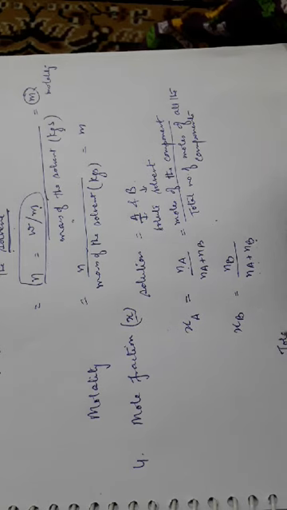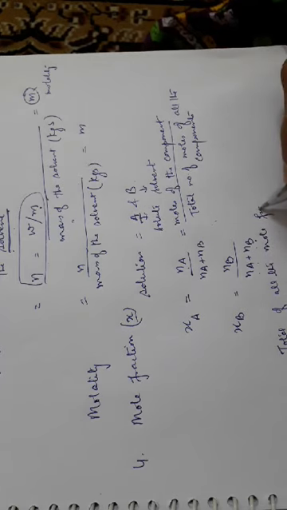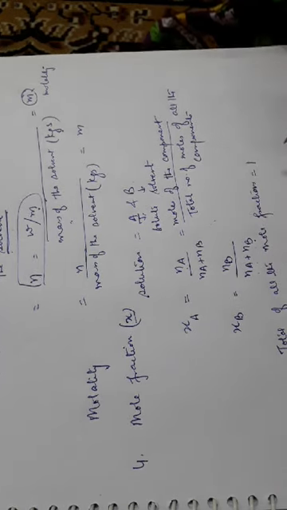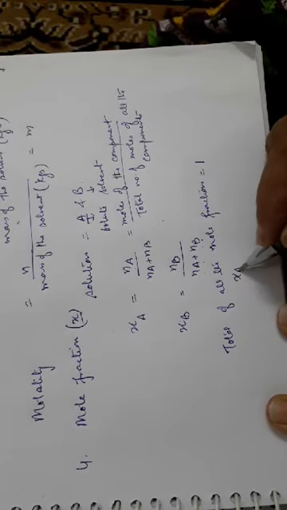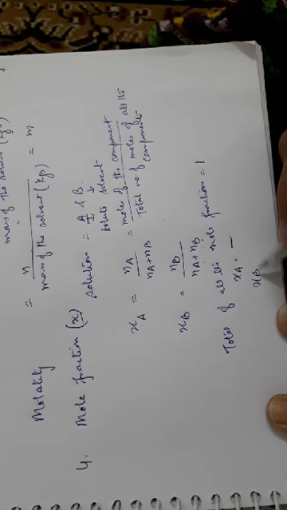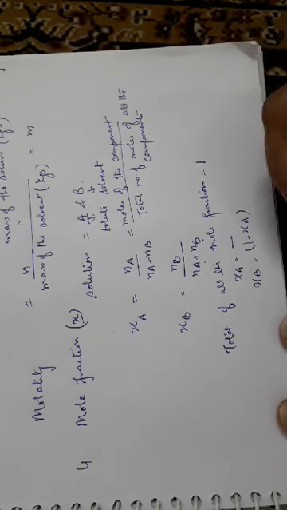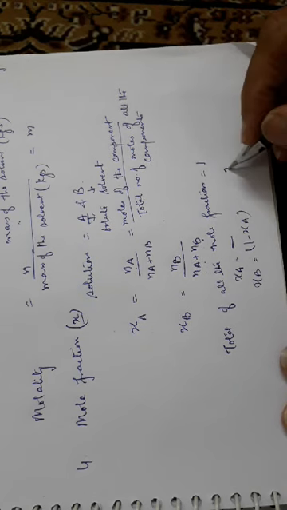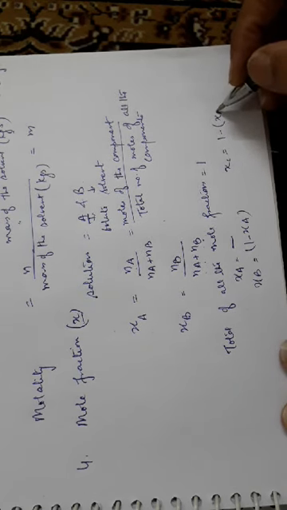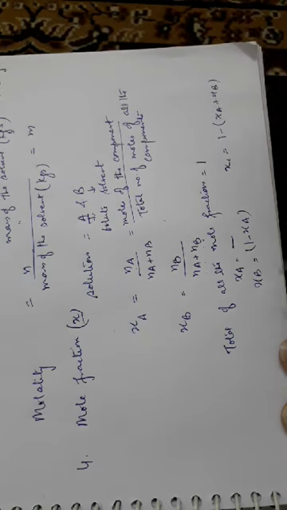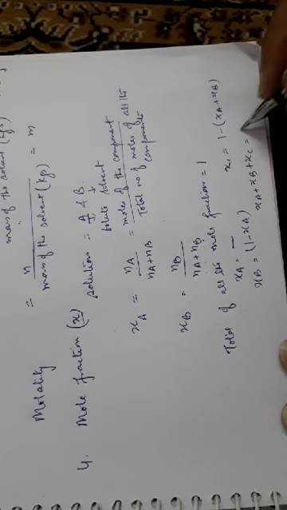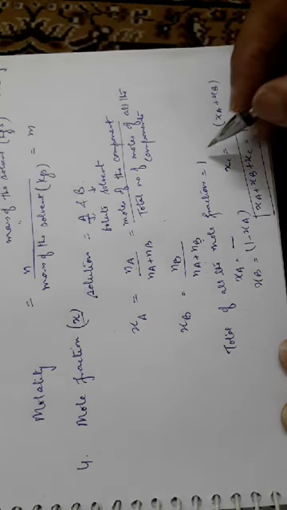Also, the total of all the mole fractions is equal to 1. So if we are able to calculate XA, XB can be taken to be 1 minus XA. For more than two components, it will be calculated in the same manner. If there is XC also, then XC will be equal to 1 minus (XA plus XB). So the total of all of them, that is XA plus XB plus XC, will be equal to 1. That is for the three component system.